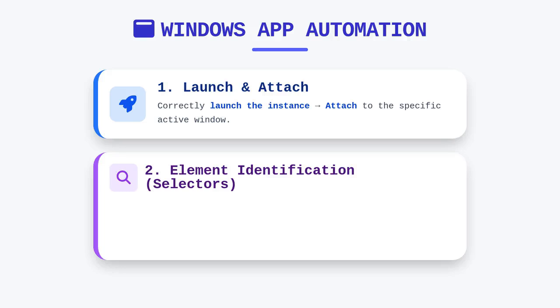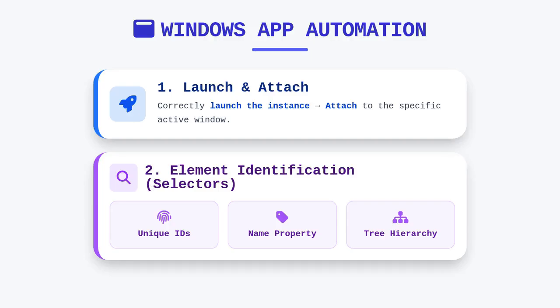tree hierarchy. When dealing with standard Win32 applications, you might notice that some elements possess unique IDs, while others might rely on their name property or their relative position in the form. If you are faced with a complex grid or table, you will often use data scraping techniques to extract information into a collection variable for later processing. It is helpful to consider these controls as objects with specific properties that we can both read from and write to during the execution of our flow.